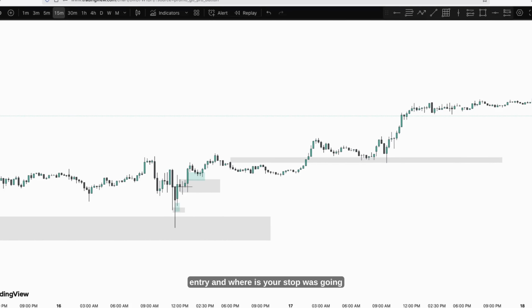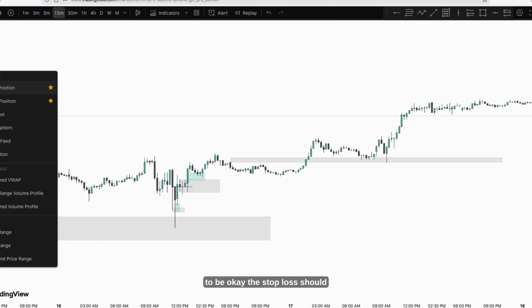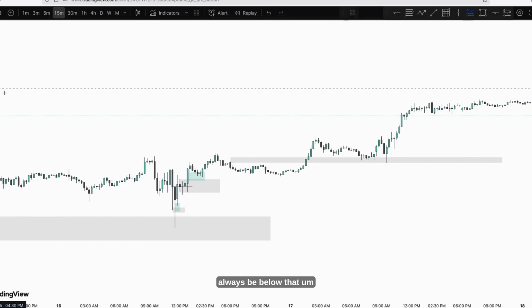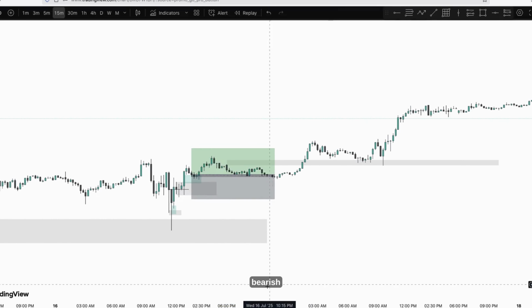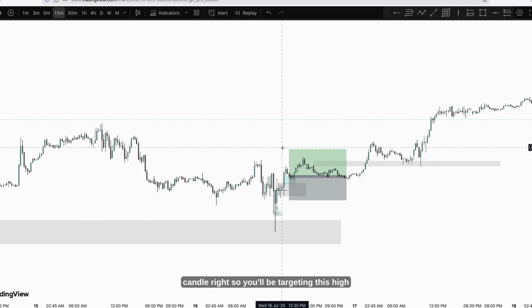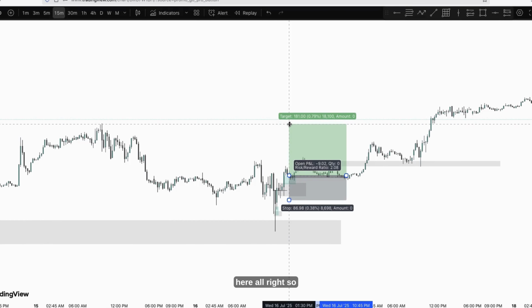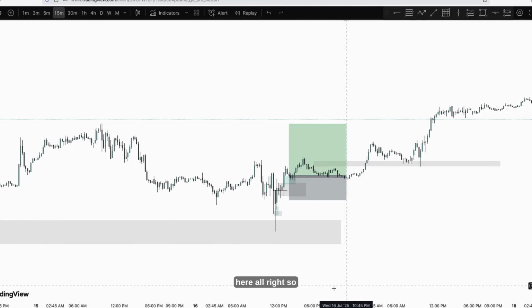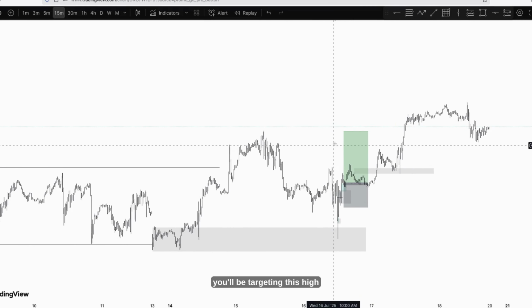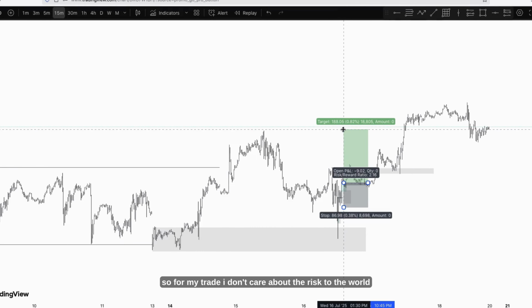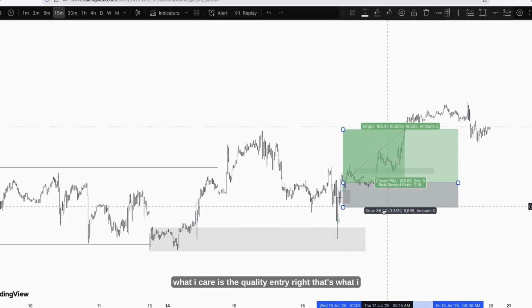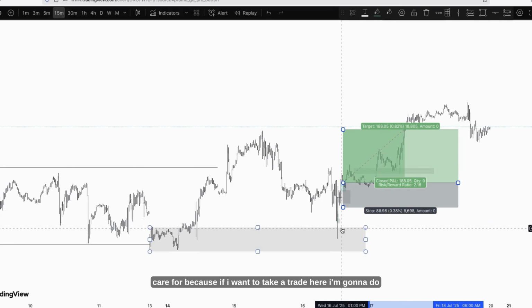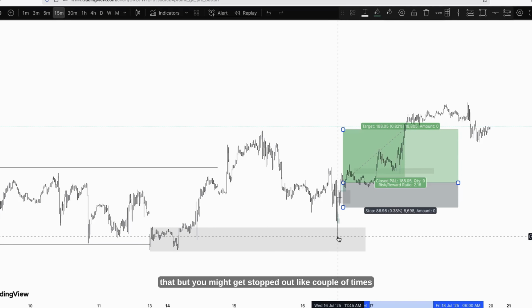And where is your stop loss going to be? Okay, your stop loss should always be below that bearish candle, right? So you'll be targeting this high here. All right, so you'll be targeting this high. All right, so for my trade, I don't care about the risk to the reward. What I care about is the quality entry. All right, that's what I care for. Because if I want to take a trade here, I'm going to do that, but you might get stopped out a couple of times.